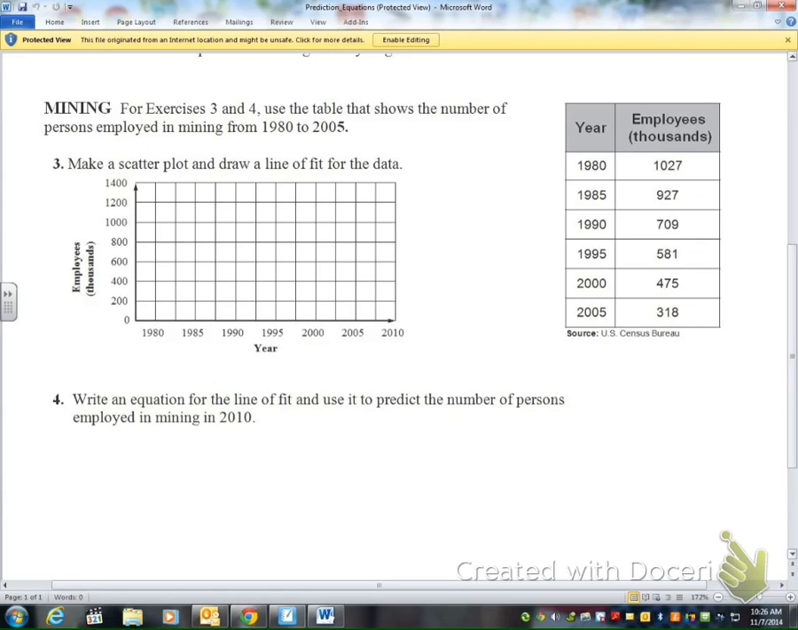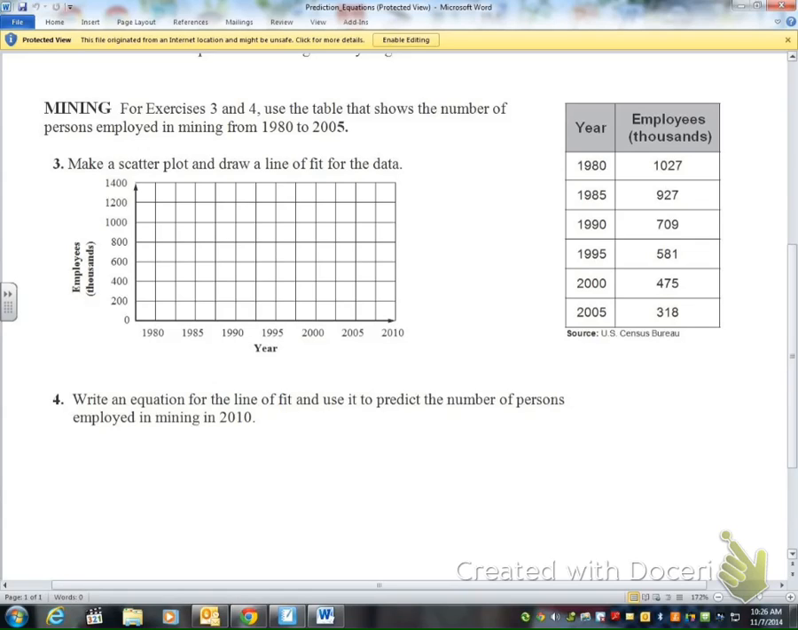Okay? Notice I'm going up by 200 in thousands. So this is the number of employees, and it's measured in hundreds of thousands. So this is 200,000, 400,000, 600,000, and so on. Okay? This is also listed in thousands as well, though. So, 581 would be 581 on this graph.